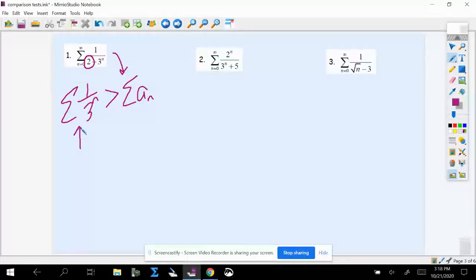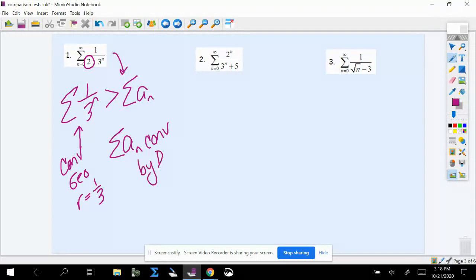Well, what I know about this comparison series is I know it converges by the geometric test because your R value is a third. Your ratio is a third. And by direct comparison, if the larger one converges, then the smaller one must converge as well. So I can say that the given series, and I usually are real generic and just call it A sub n, converges by doing a direct comparison. Really, the key is what you compared it to, kind of that information over there.